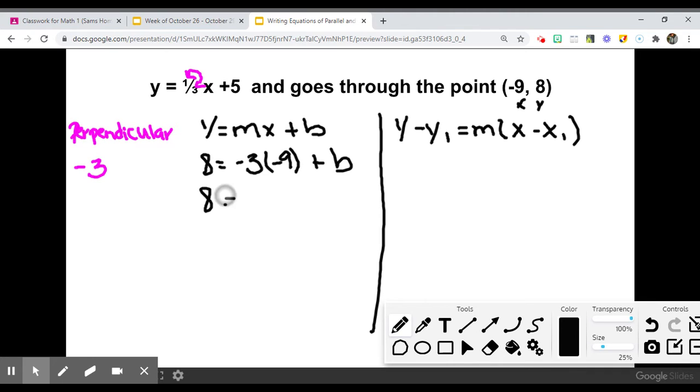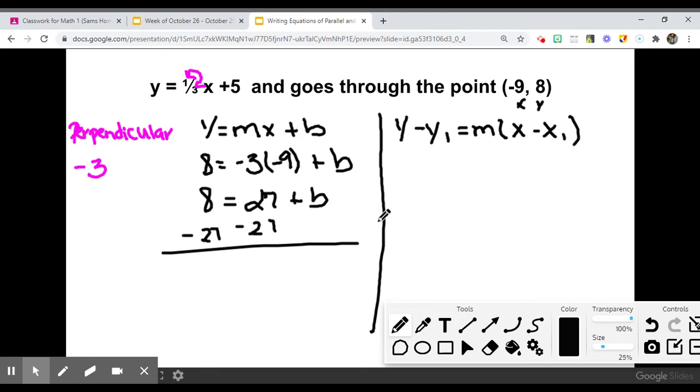So I have 8 is equal to, if I was to do 3 times 9, I'm going to get 27. And again, it was negative 3 times a negative 9, so let's say positive 27 plus b, and then I'm subtracting 27 on both sides to solve.